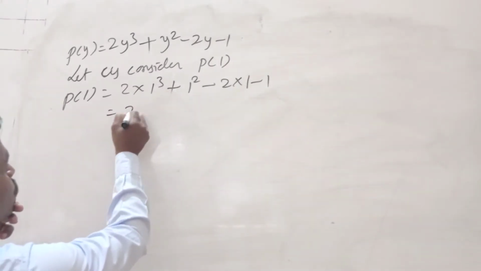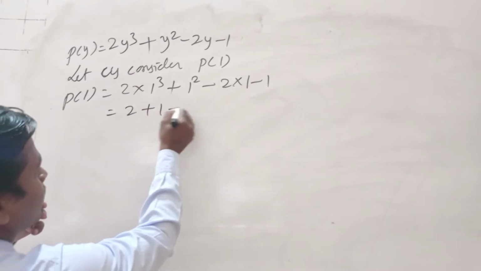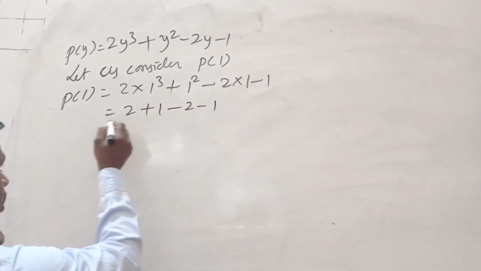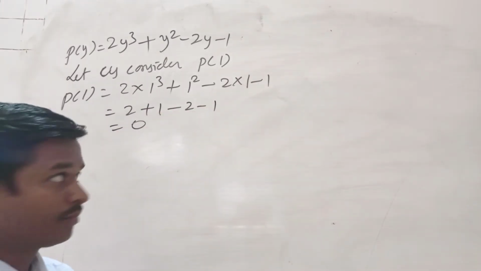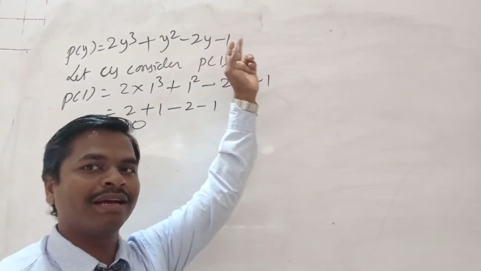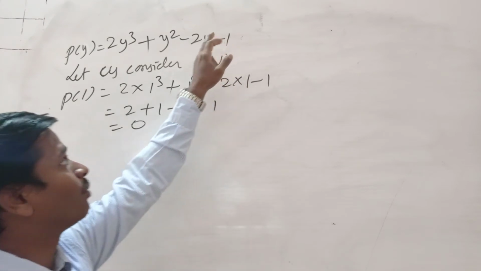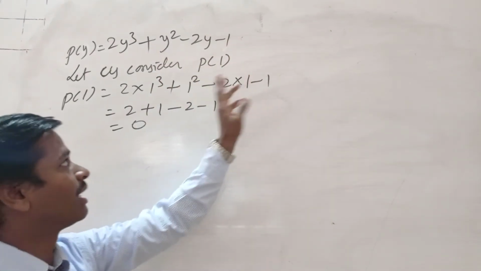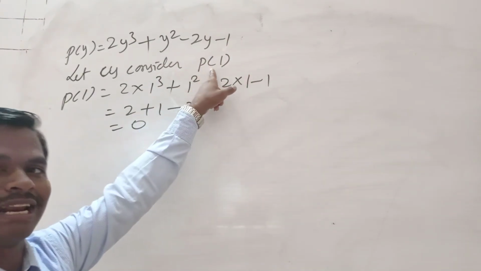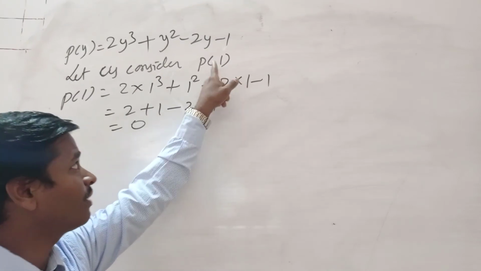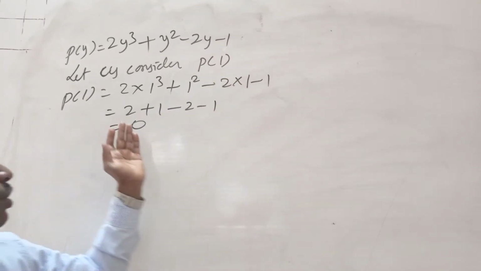2 into 1 cube is 2 only, plus 1 minus 2 minus 1. It will become 0. Whenever the positive number is there, we are taking p of minus 1. Here minus number is there, we are taking p. We are first considering whether it is a polynomial or not. We are considering plus p of 1. That is why p of 1 equal to 0.